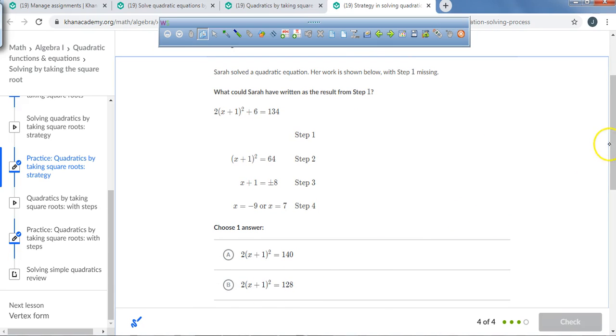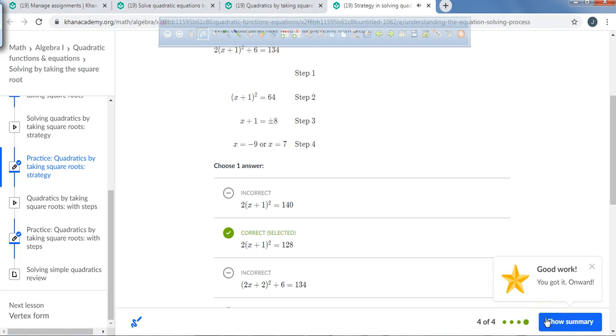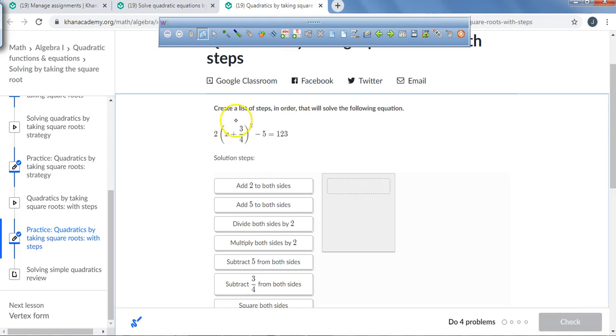Alright, I think we found it. I think it's answer choice B. Right there. Alright. Now I'm going to go ahead and close that and bring that up again real quick.